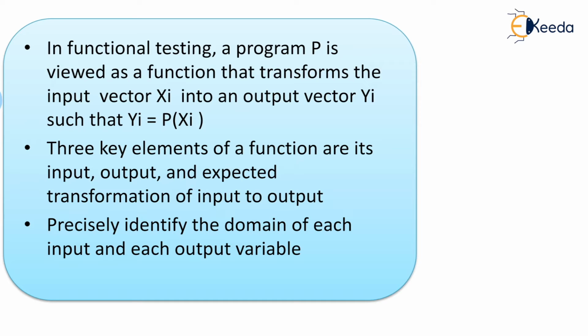So my xi is an input vector that is converted into an output vector with some program, with some code, with some functions. What is that function? From where is that function derived? From the requirements. Three key elements of a function are important: input, output, and expected transformation of input to output.